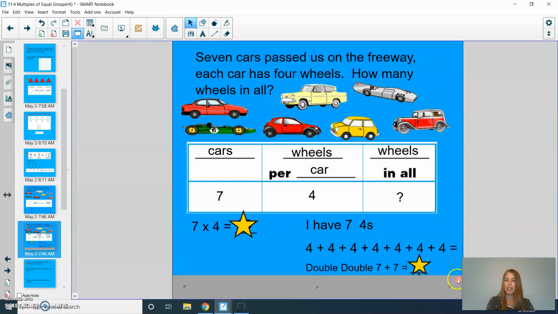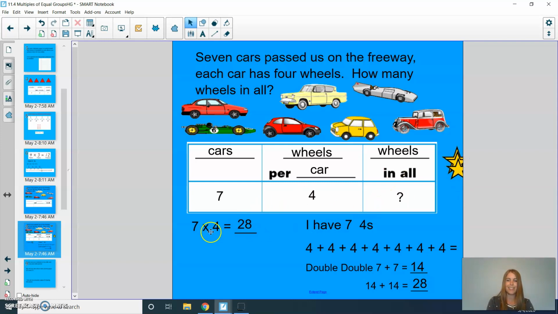Another thing that I like to think about just when I have fours is I can think double double. If I know that 7 plus 7 is equal to 14, then I can think, well, what's 14 plus 14? If you said 14 plus 14 is 28, you are correct. 7 times 4 is equal to 28.